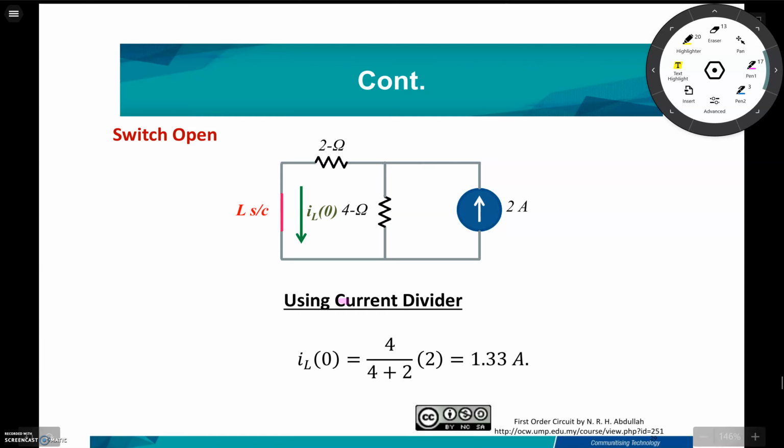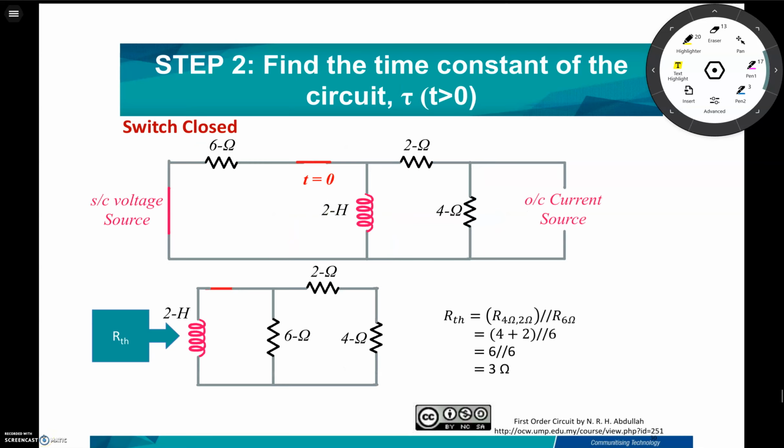So by using a current divider, you need to know the IL naught. It means that you have to use 4 ohms over 4 plus 2, times the total current source value, which is 1.33 A.